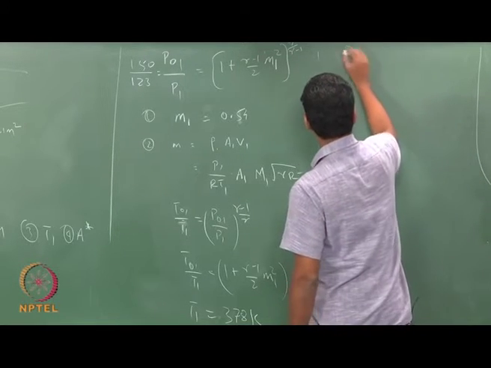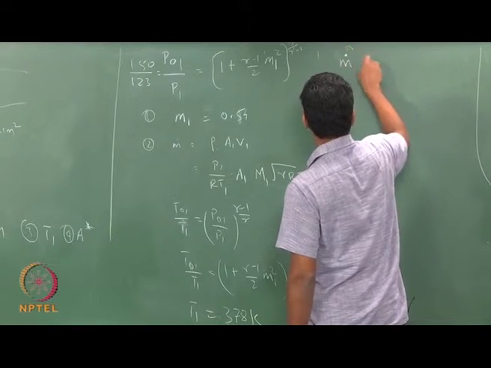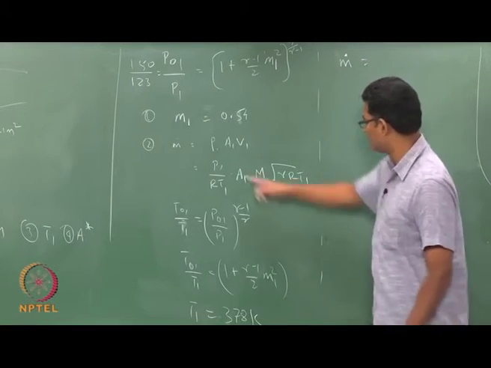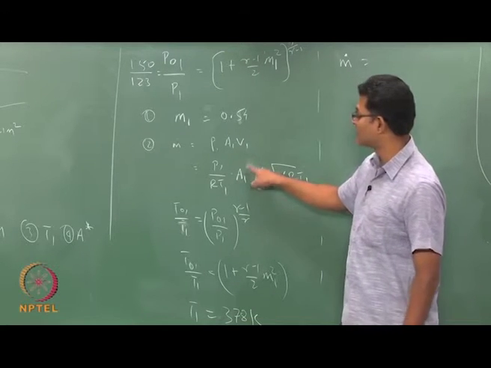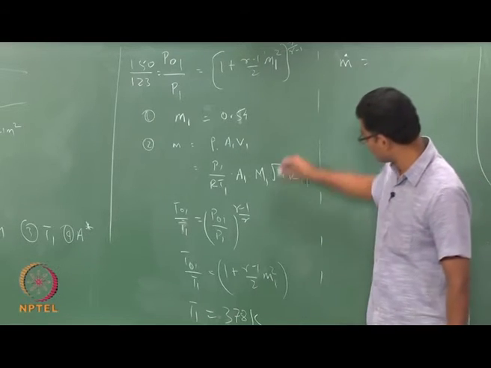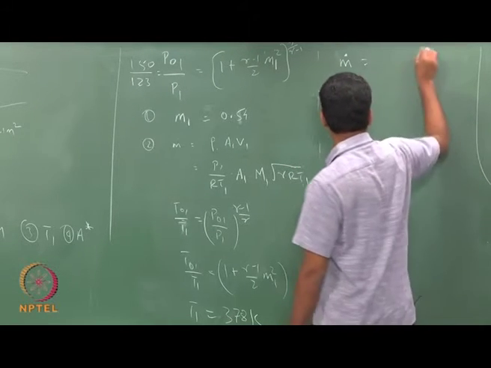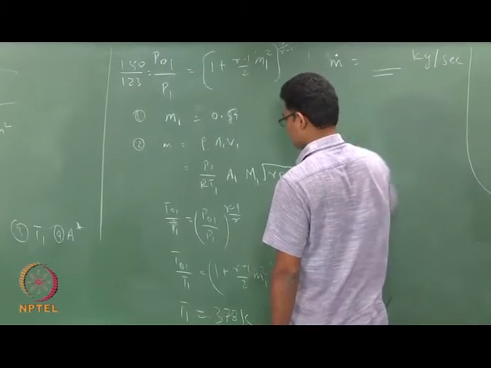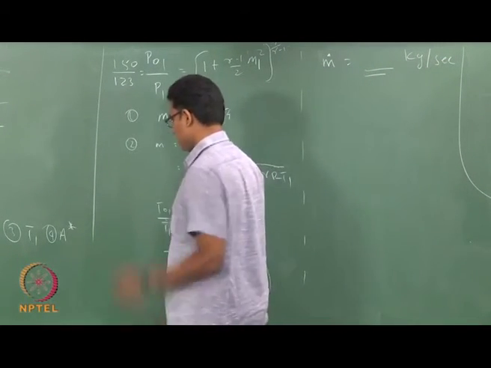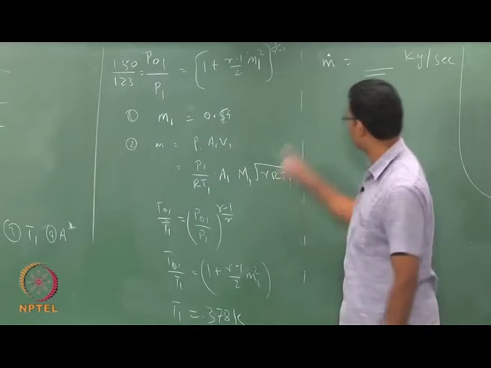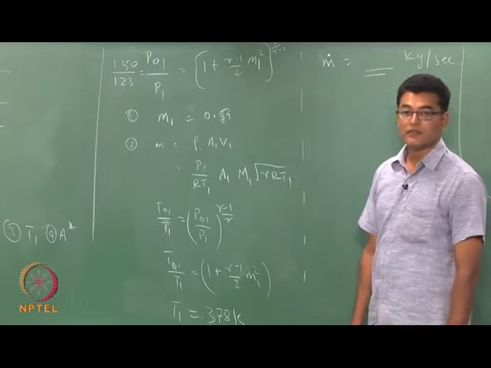So, if that is the case, then I can easily find my m dot from this particular relation. P1 is known, T1 is known, A1 is given, M1 is known. So, I would get something in kg per second. Okay. So, T1 is my question 3 and m dot is my question 2.